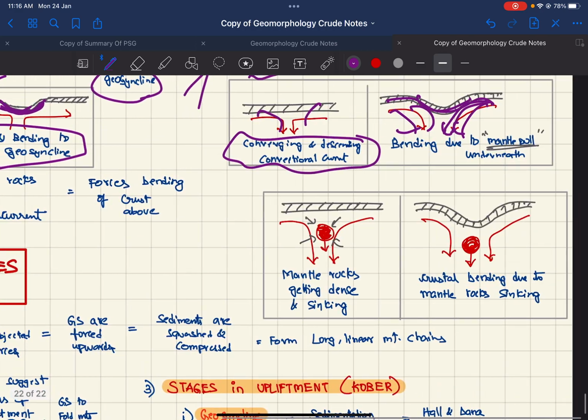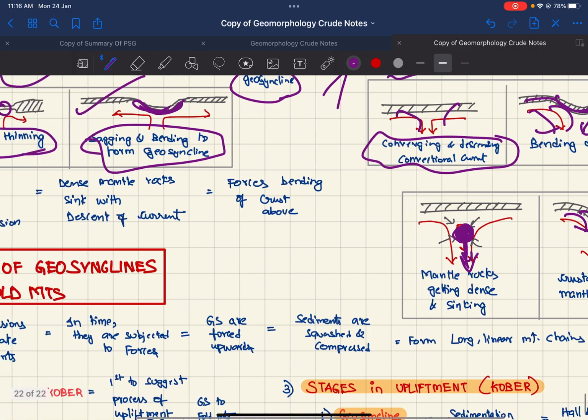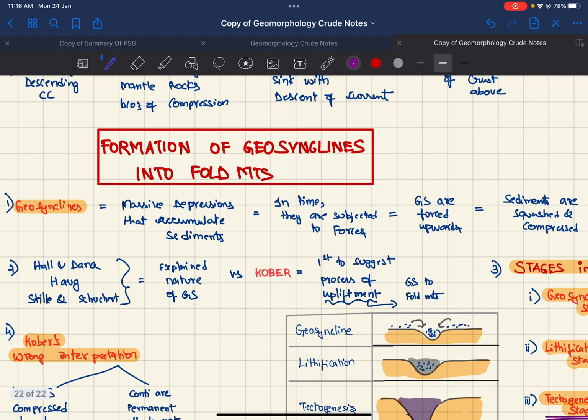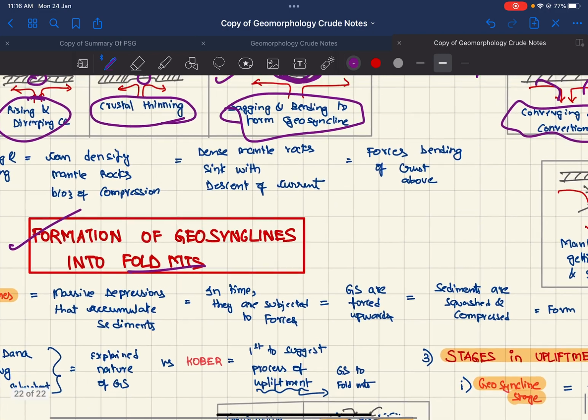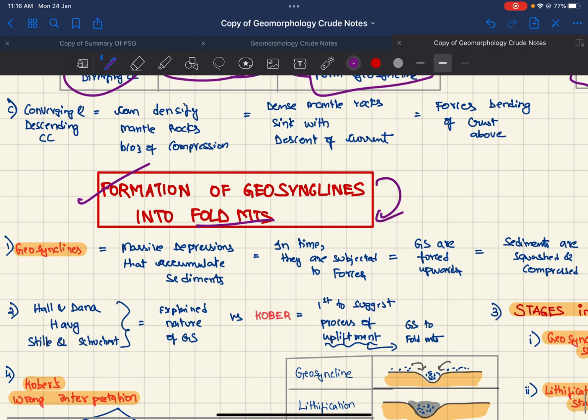Or it may be possible that the mantle rocks will get denser and denser, and because of the forces downward and towards its own weight, this will go down, and because of the vacuum left here and the forces acting here, it will bend like a geosyncline. So these are the explanations given by Arthur Holmes. Next, we have the formation of the fold mountains from geosynclines. So this explains only how the geosynclines are forming. Now we are seeing how geosynclines will turn into fold mountains.